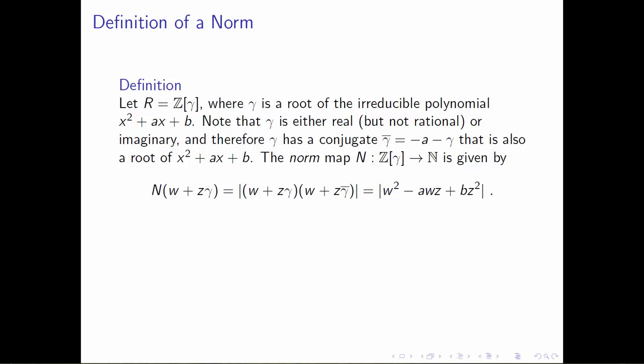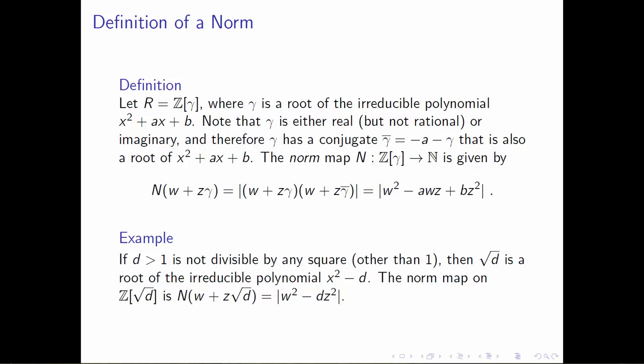And if you do a little bit of algebra and some symbol pushing in a dark room with some pencil and paper, you'll compute that this norm map is a little bit easier to remember as taking w squared, subtracting awz, and adding bz squared to it, and putting an absolute value right around there.